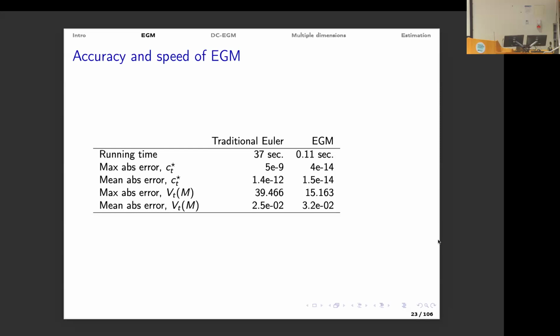Yes, it's the same size, the grid for C and the grid for A. You're asking about these results here? Yeah, I believe that I've solved the model with EGM and then had a denser grid to calculate Euler errors. Okay.